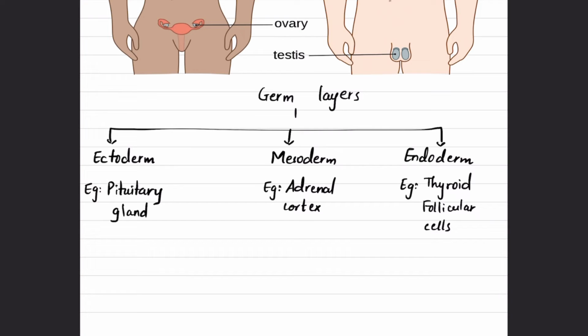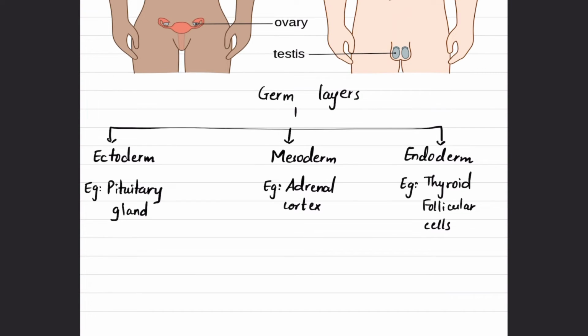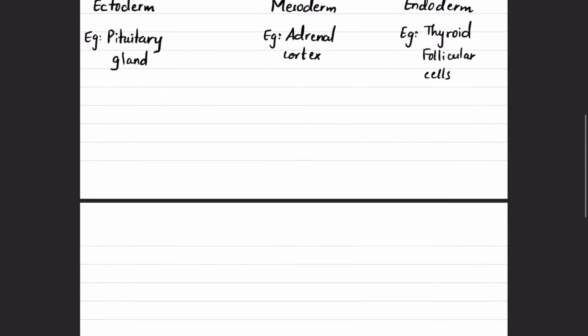As I told you, endocrine glands are the ductless glands which secrete hormones. So let us know what hormones are. Hormones are the chemical messengers which transmit signals through blood.